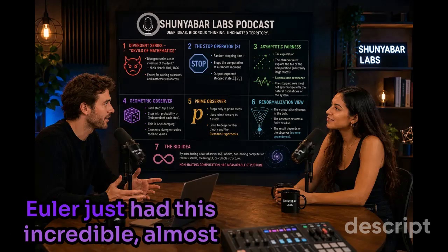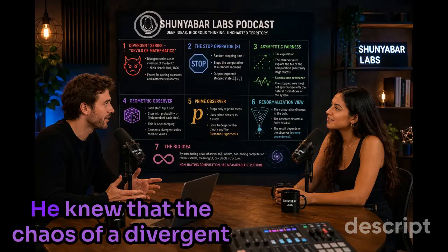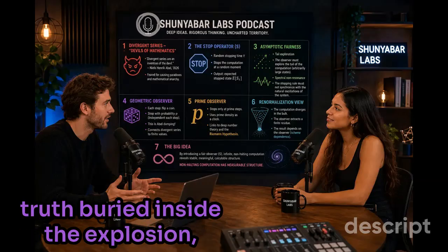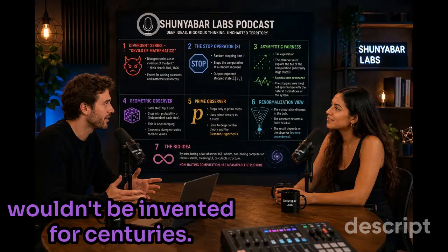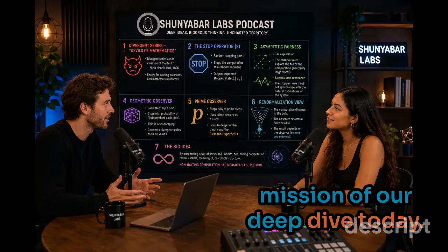I love that. Euler just had this incredible, almost physical instinct. He really did. He knew that the chaos of a divergent system wasn't just random noise. He suspected there's a foundational truth buried inside the explosion, even if the formal tools to extract it wouldn't be invented for centuries. And that brings us to the actual mission of our deep dive today.